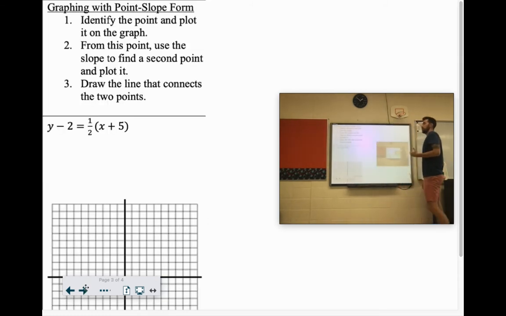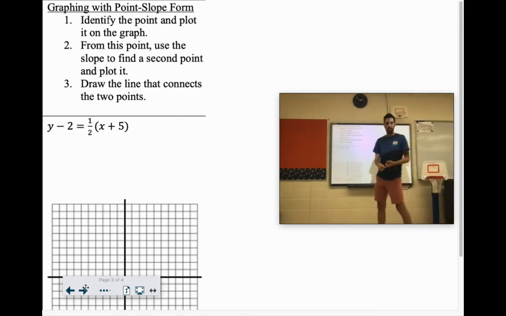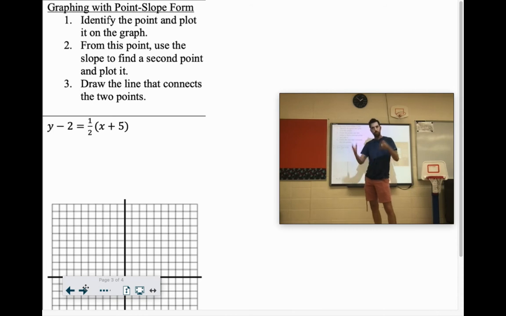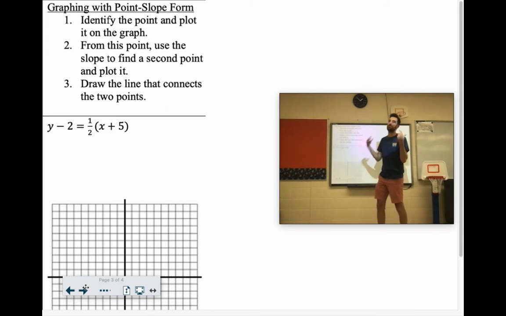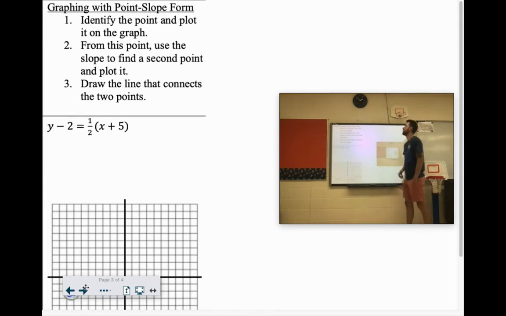Next one is point-slope form. The nice thing is slope-intercept form tells you the slope and the intercept. Point-slope form tells you a point and the slope. What? And then standard form tells you the standard. All right, so that doesn't work for standard. So we're going to figure out the point and plot it on the graph.